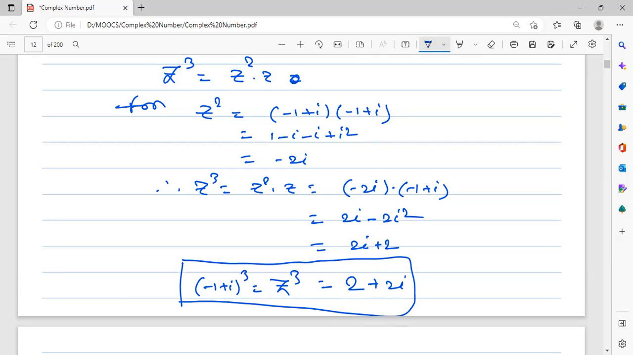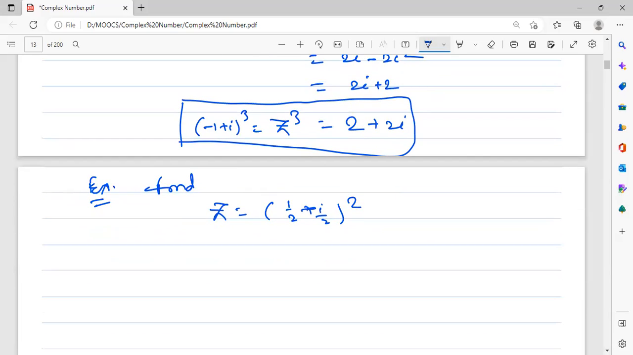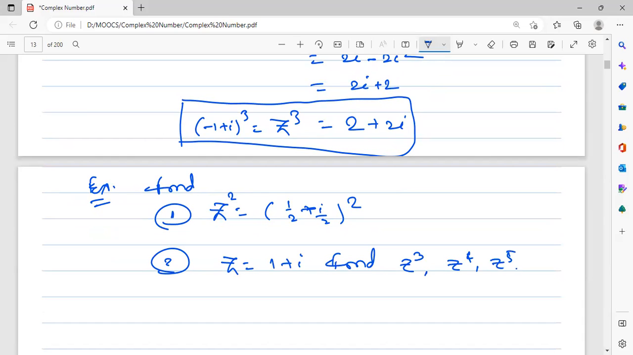You can find its power: any number is given and its power we can find out. Here I will give an exercise: z equal to 1 by 2 plus i by 2. Find its z square, or I will write 1 plus i, as in the example we have solved. Try to find all possible powers, z cube, z4, z5, up to whatever powers are possible. Again, here is the beauty of complex numbers: these powers we can find very easily.